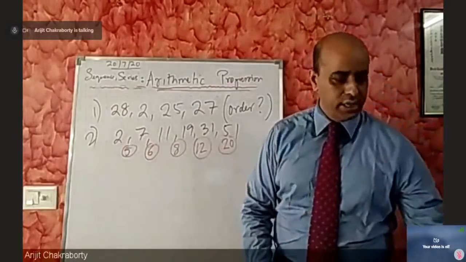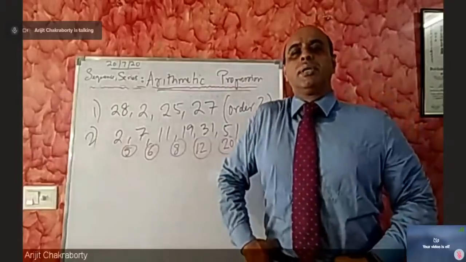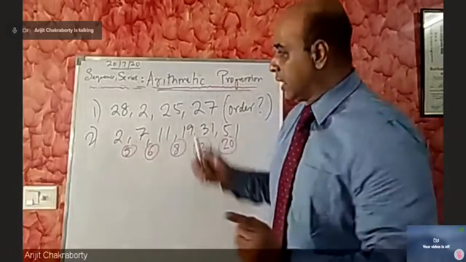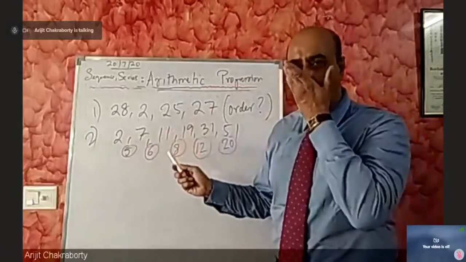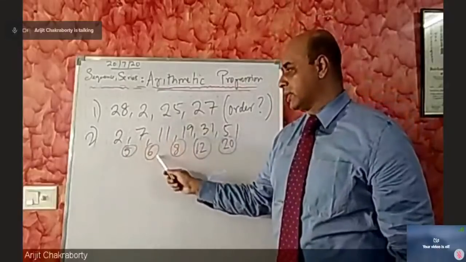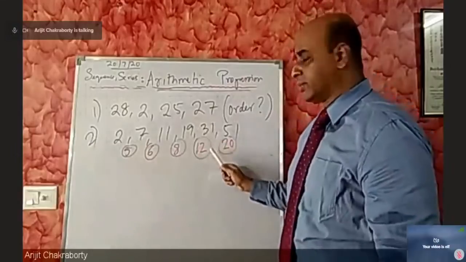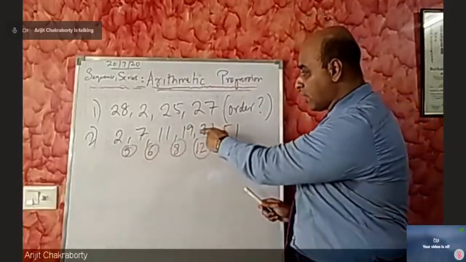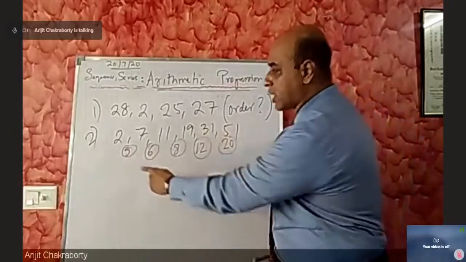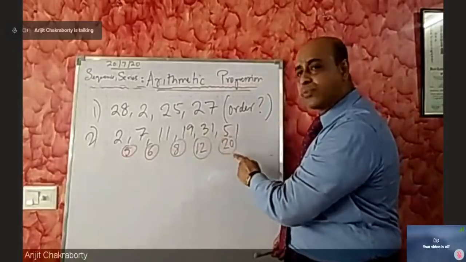So dear friends, you can see the common difference. What is common difference? Common difference is the difference between two successive numbers in this sequence. Right? So 7 minus 2 is 5, 11 minus 7 is 6, 19 minus 11 is 8, 31 minus 19 is 12, and 51 minus 31 is 20. So we can see that the differences are 5, 6, 8, 12 and 20.